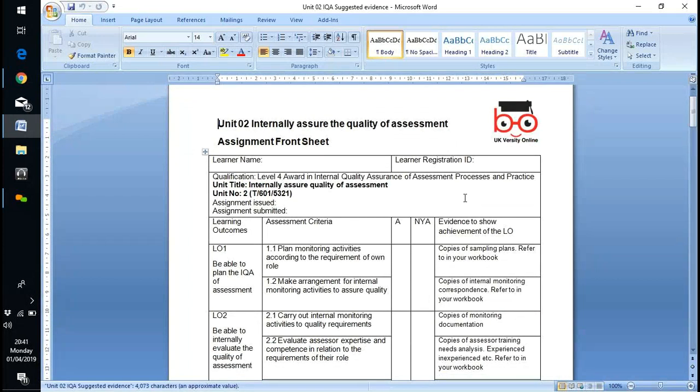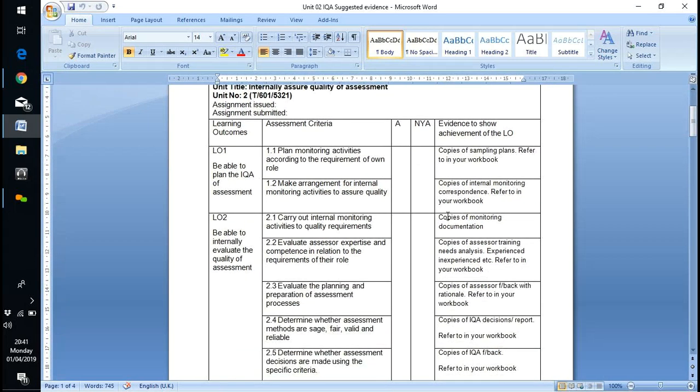If you look on the front sheet here, Unit 2, internally assure the quality of assessment. So this is saying do it. It's not asking you about it. It is internally assure the quality of assessment.